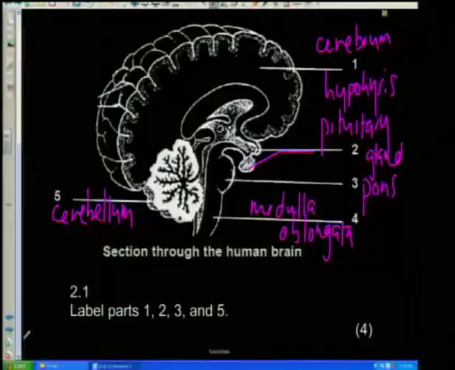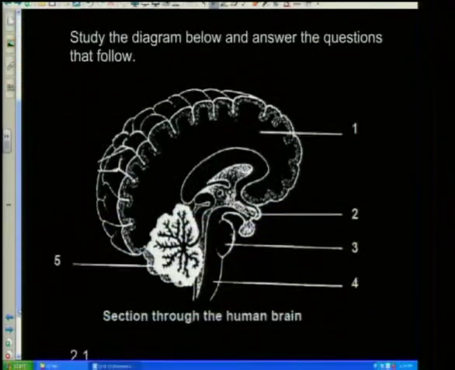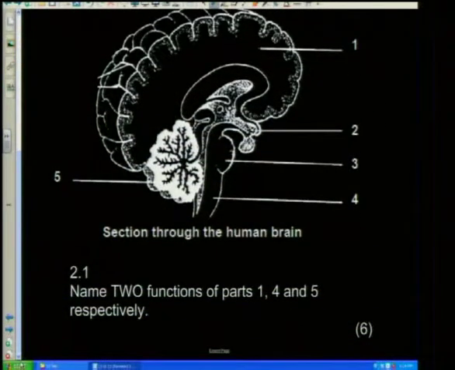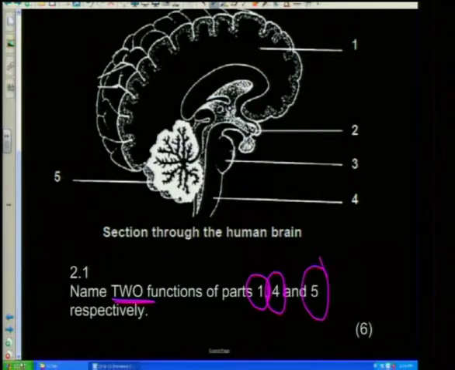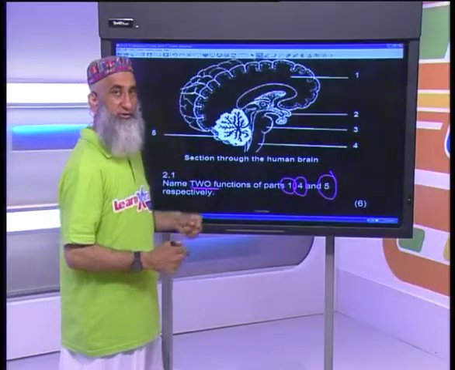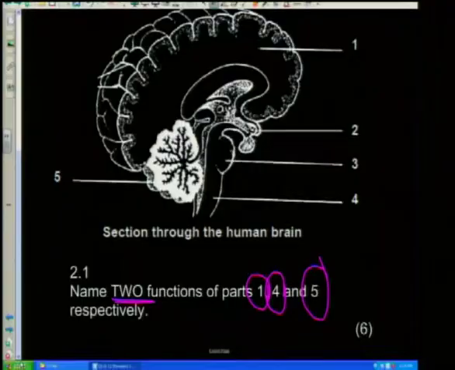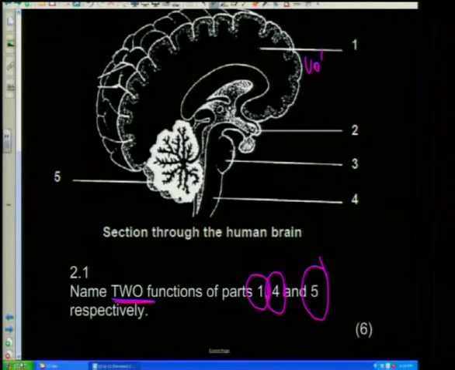Okay, we started with these labels here, and we've given the main labels that we have spoken about. Let's move to the next question. And the next question says, state two functions of parts 1, 4, and 5. One is the cerebrum. We've labeled that already. We know that the cerebrum is the seat of all voluntary actions. It controls all voluntary actions.